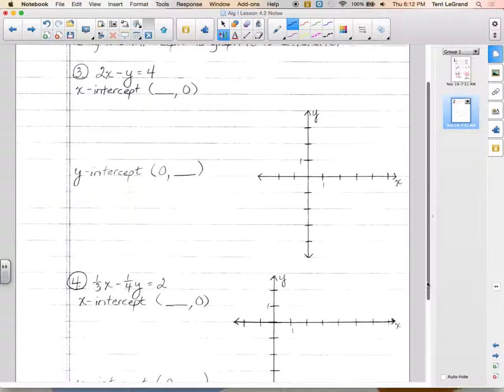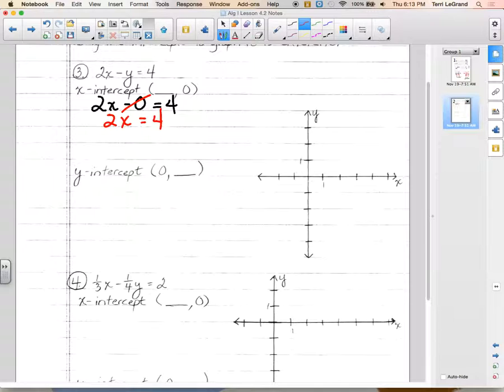So let's find the x-intercept first. So remember, when we are looking for the x-intercept, we're going to replace the y with 0 and solve the equation for x. So that's going to be gone. We're going to have 2x equals 4.